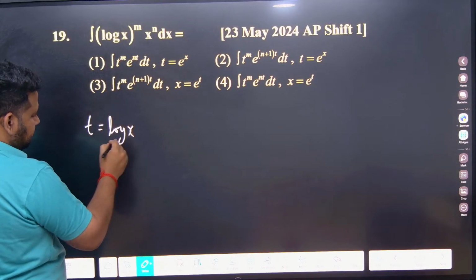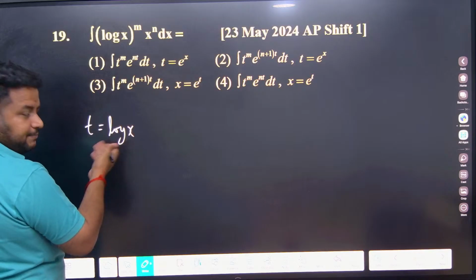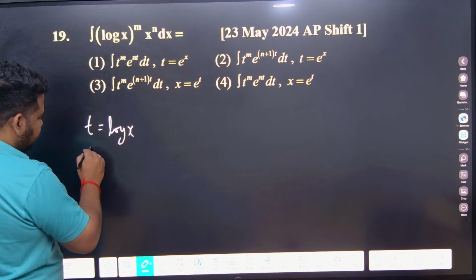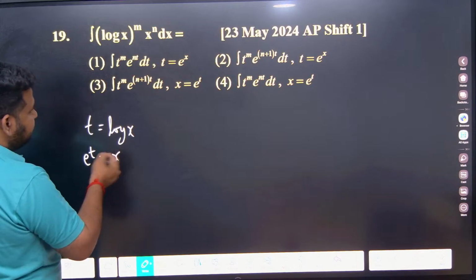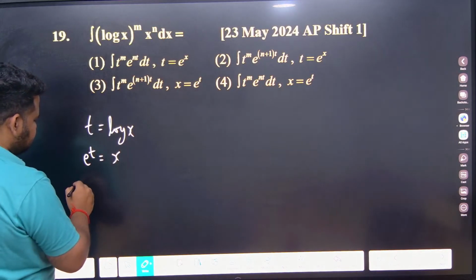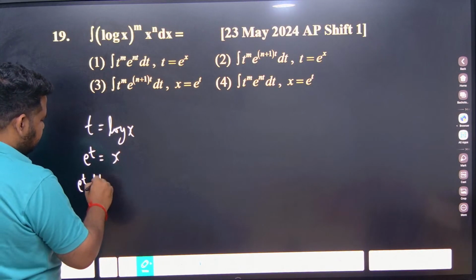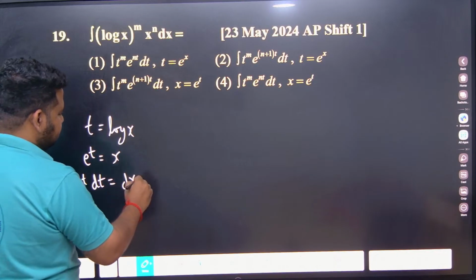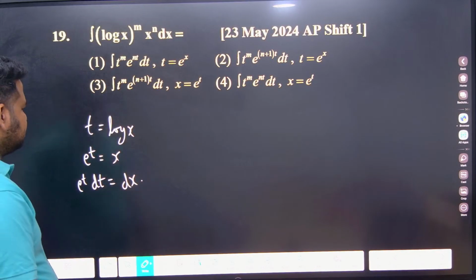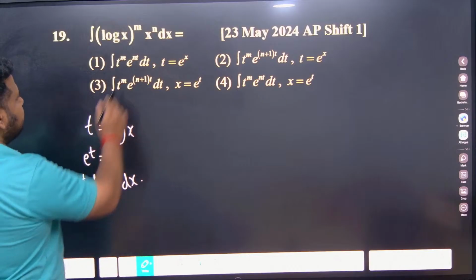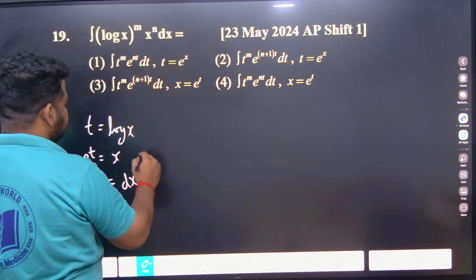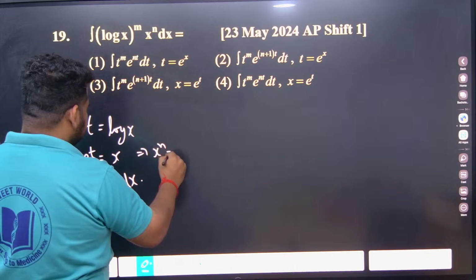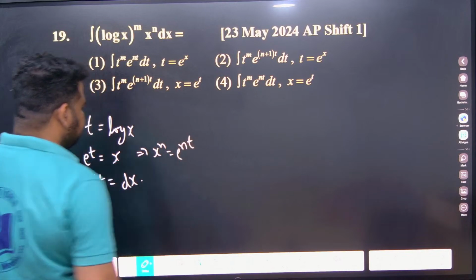By properties of logarithm I can write e power t is equal to x. So, if I differentiate on both sides, I will get e power t dt is equal to dx. E power t dt is equal to dx. So, I am having x power n here. So, this implies x power n is nothing but equal to e power n t.